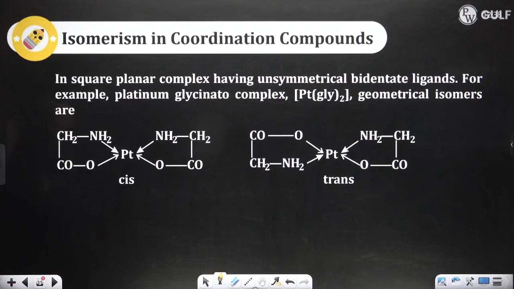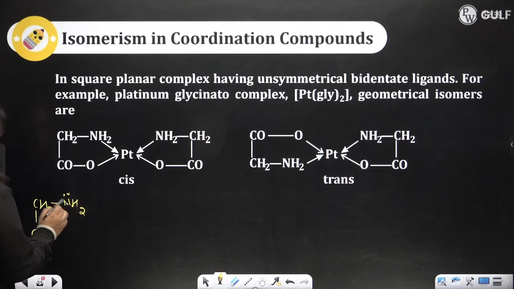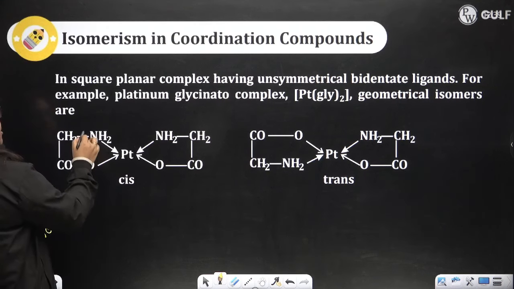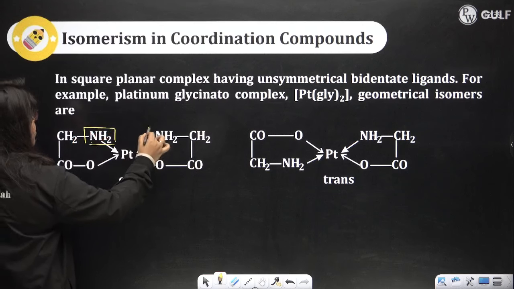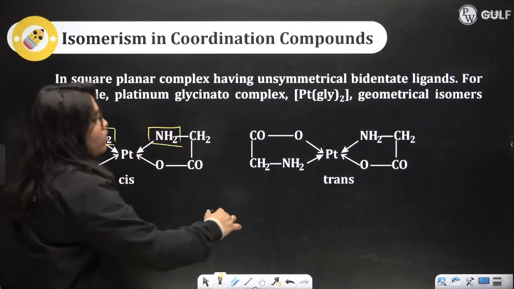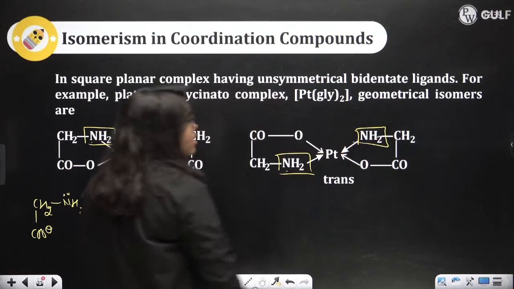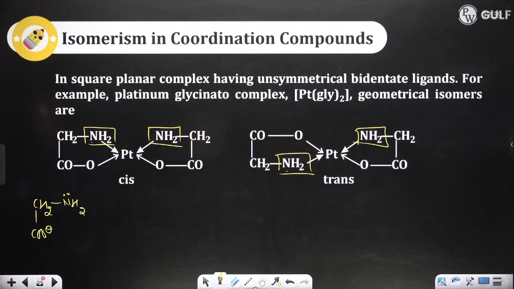Now, if there are bidentate ligands, okay. Now, when you look at CH2, NH2, which is glycine, and COO minus, here both nitrogen and oxygen can donate electrons. But when it is attached, NH2 and NH2 on the same side, it becomes cis. OO on the same side becomes cis. But when it is on the opposite sides, it becomes trans.